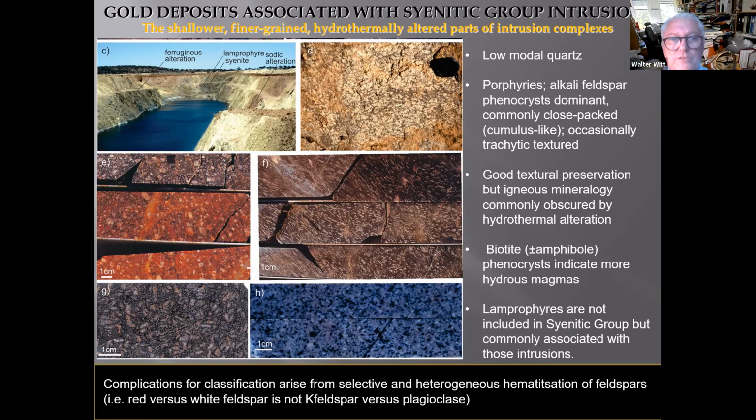While the textural preservation in the intrusions is fantastic, microscopic examination indicates that the mineralogy of the intrusions has been extensively modified by subsolidus processes. And finally, as illustrated in the upper left photograph, which is a photograph of one of the open pits at Butcher Well, we see lamprophyres and syenites very closely associated in space. This is common to all the SGEG deposits, even though lamprophyres are not included in the syenitic group.